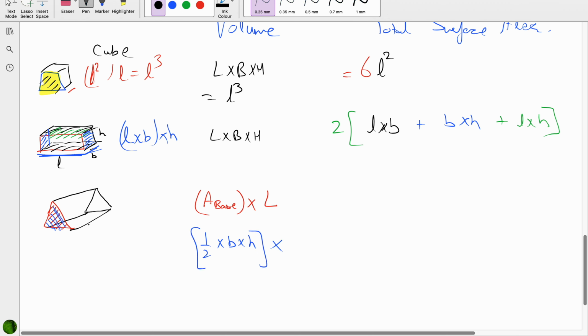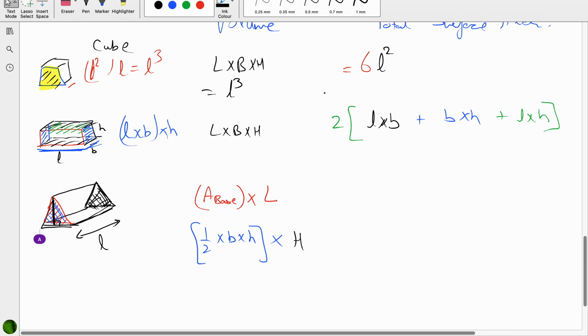In this third shape, area of triangle is 1 by 2 into base into height times this length. This is the length between these two regular cross sections, these two shaded cross sections. You may call it length, you may call it height, makes no difference. Do not mix these two heights. First height is the height to find the area of triangle, second height is the distance between these two shapes.